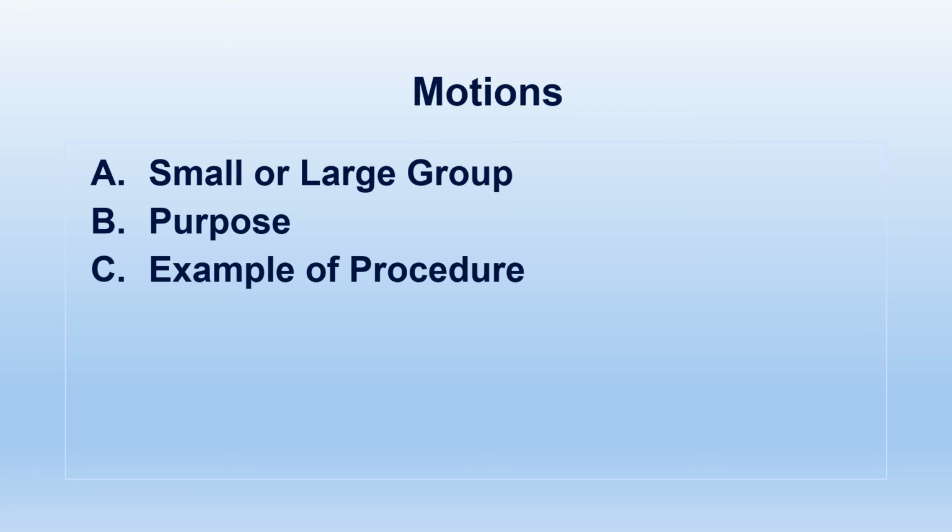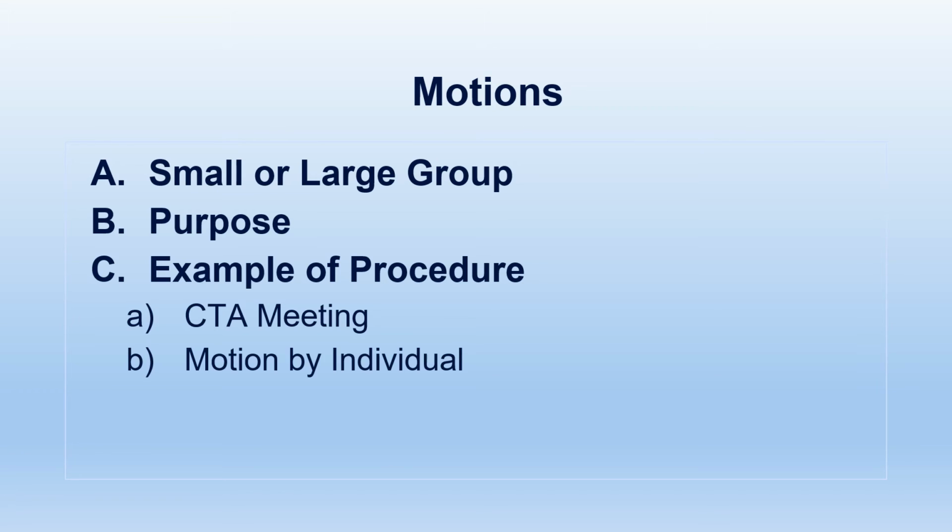Here's an example of the motion procedure. Let's assume it is a meeting of a community tennis association. The CTA has gone through the process of determining quorum, call to order, reading minutes, and has reached the committee reports part of the agenda.